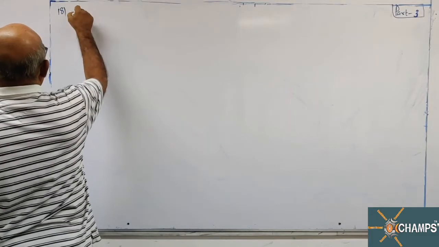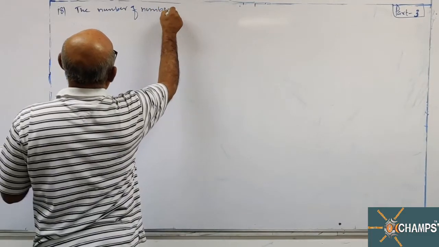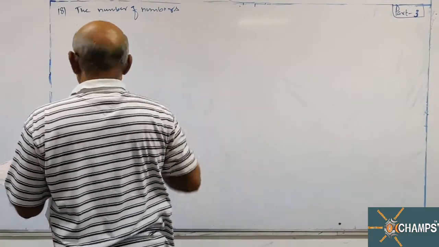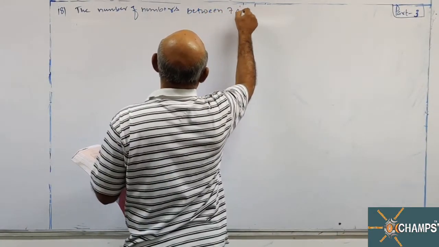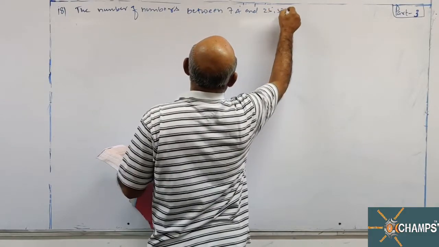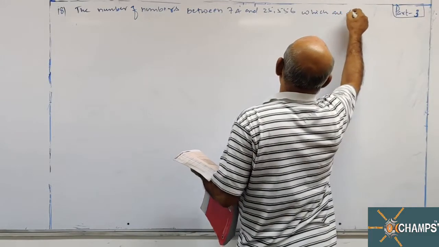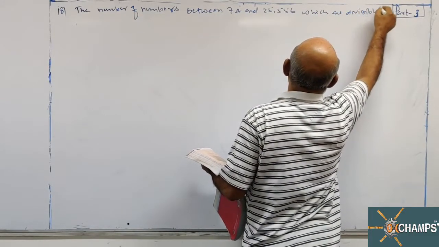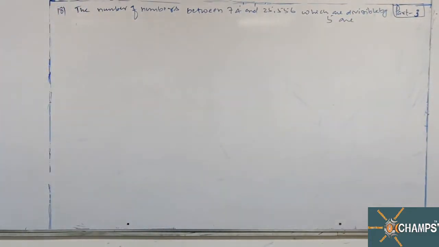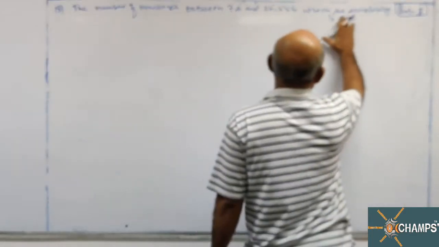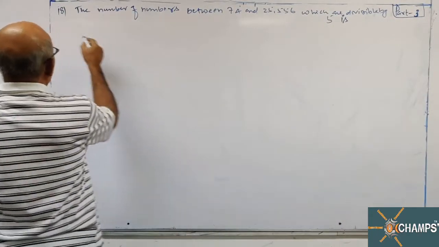The number of numbers between 74 and 25,556 which are divisible by 5 is? We have to calculate the number of numbers. Now look at the solution part, sir.